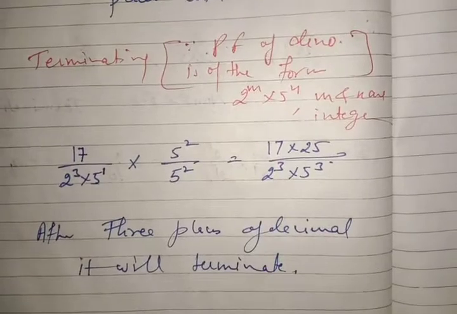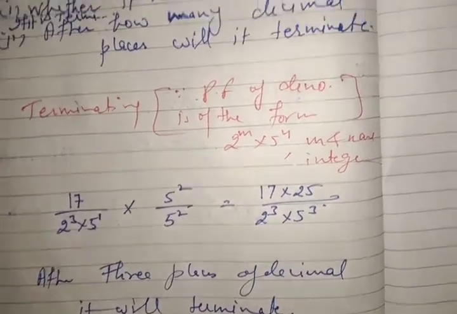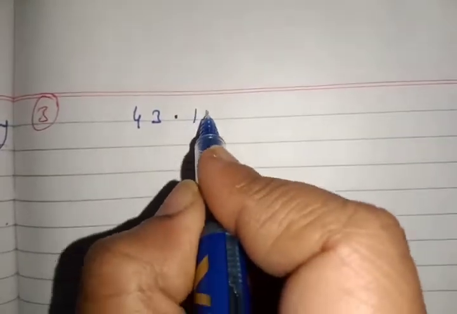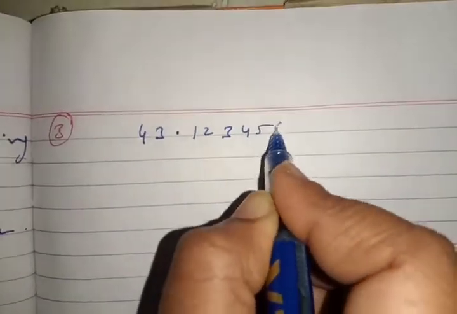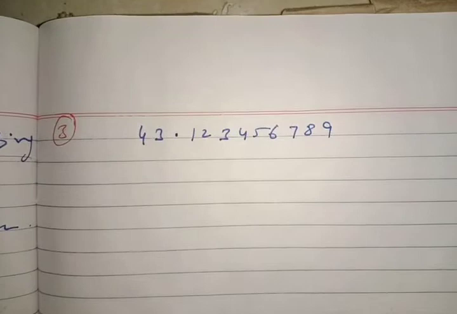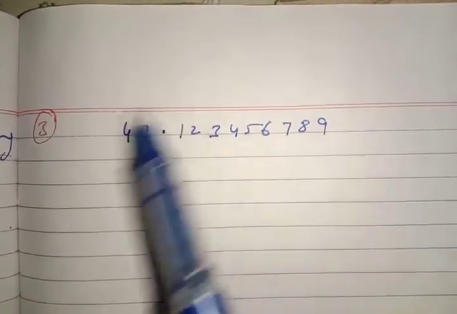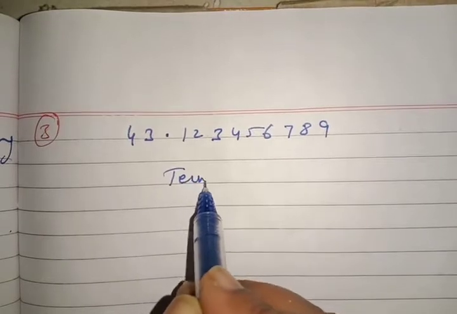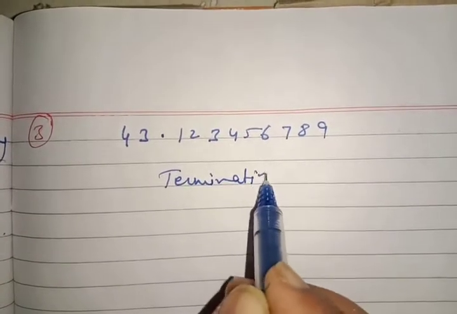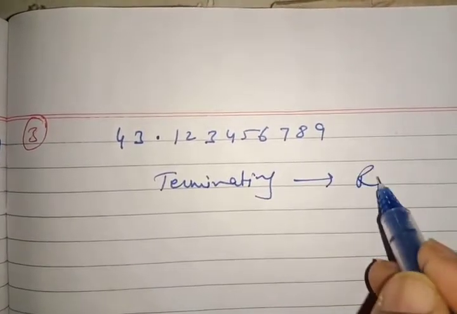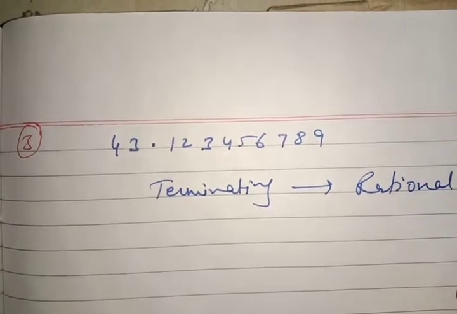I think it is clear to you. Now the third question, which is the last one, you can do on your own, very easy. The third question is the number 43.123456789, without dots or bar. So which type of number is it? Terminating. And if it is terminating, it is rational.